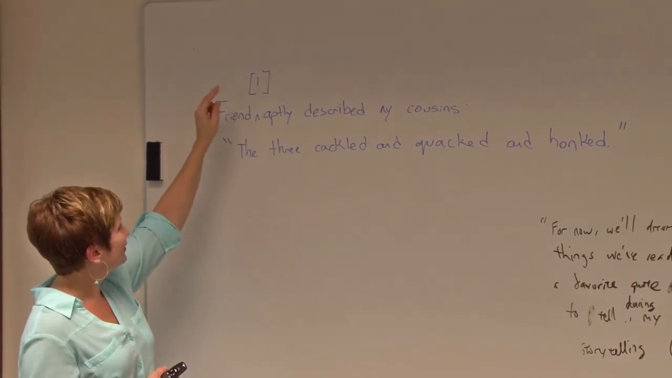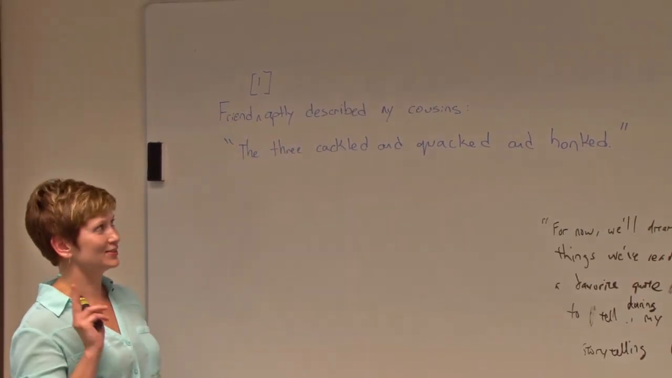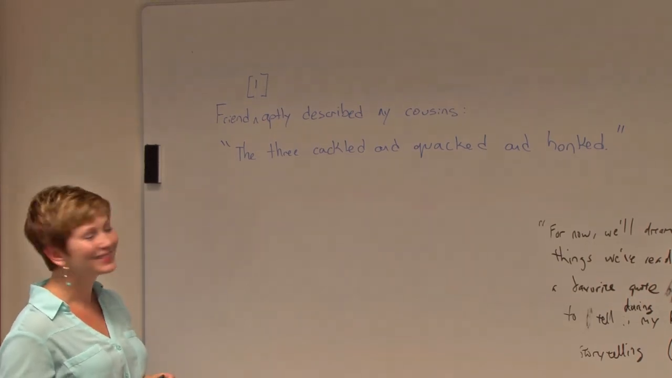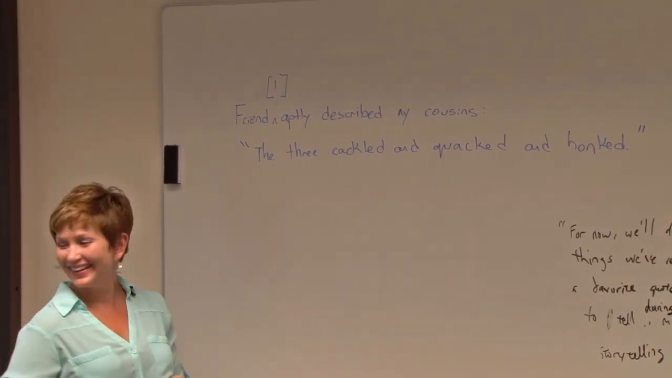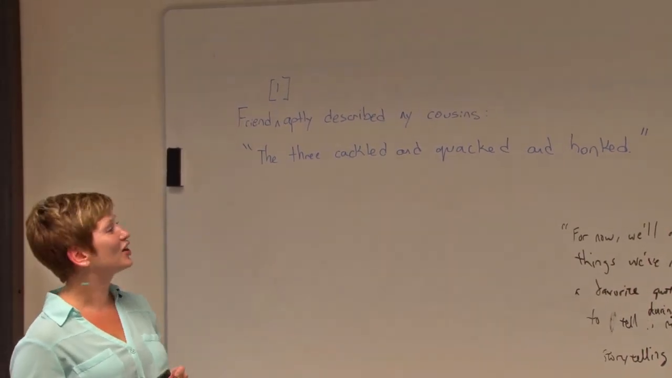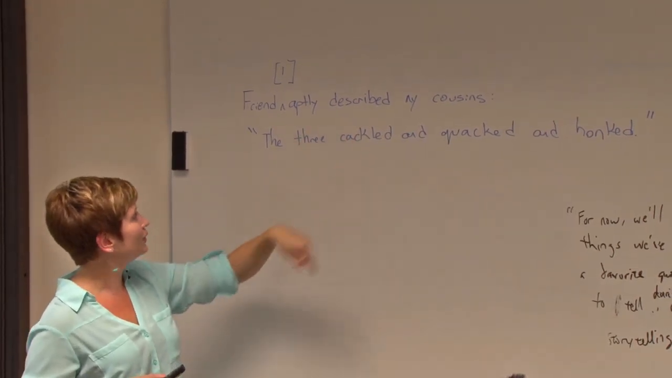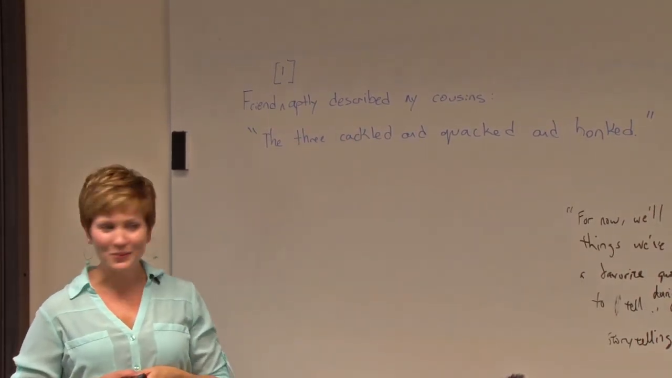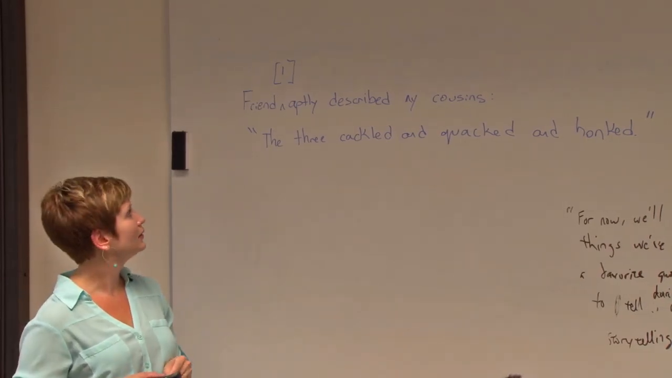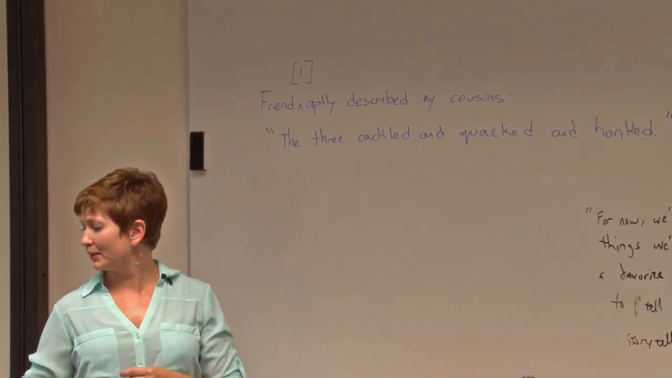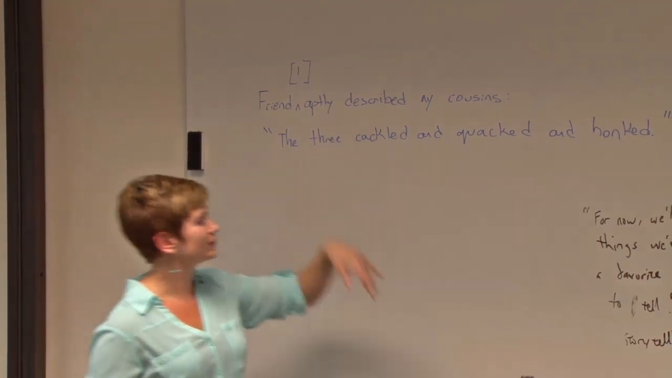Friend 1, aptly described my cousins, colon, the 3 cackled and quacked and honked. It's taken out of context. It is taken out of context, but you did execute the quote correctly. You have the colon. I'm happy with it. Is it okay that it's past tense described, or does it need to be present tense? I'm not going to nitpick. Okay. I like this. Sure.